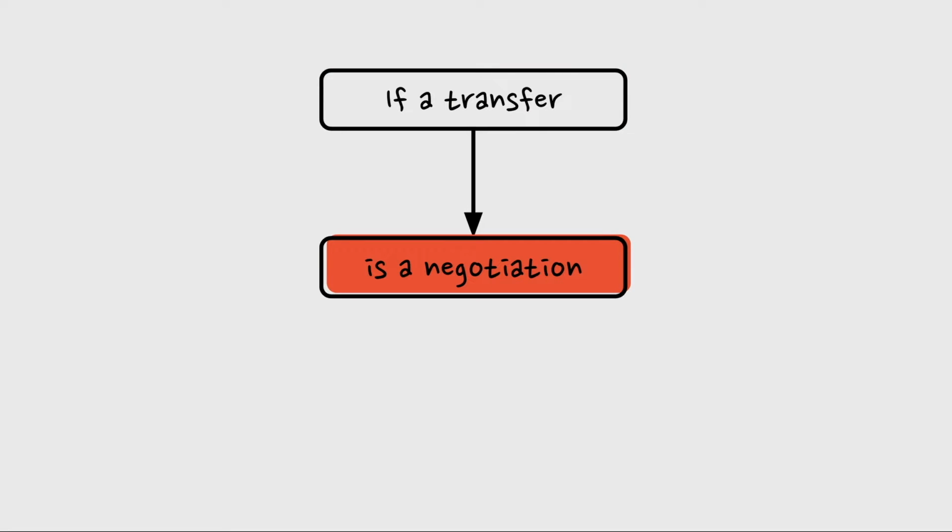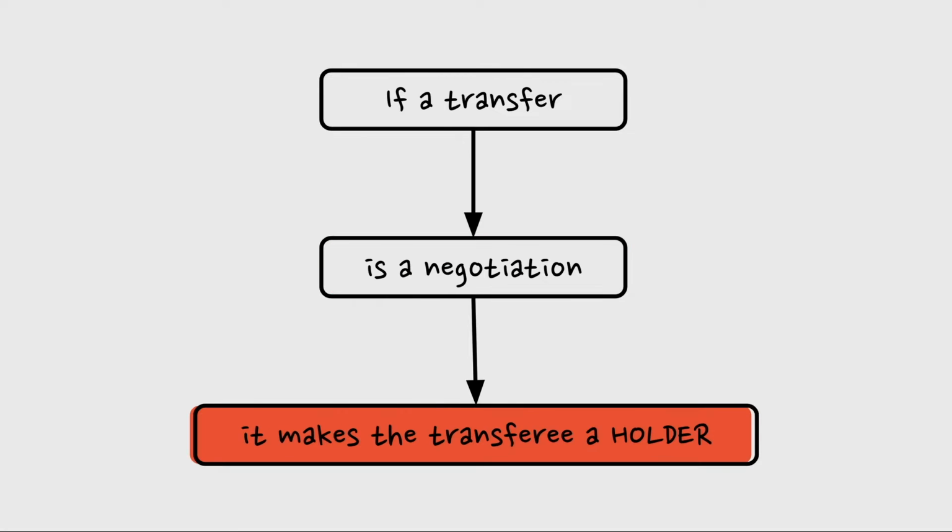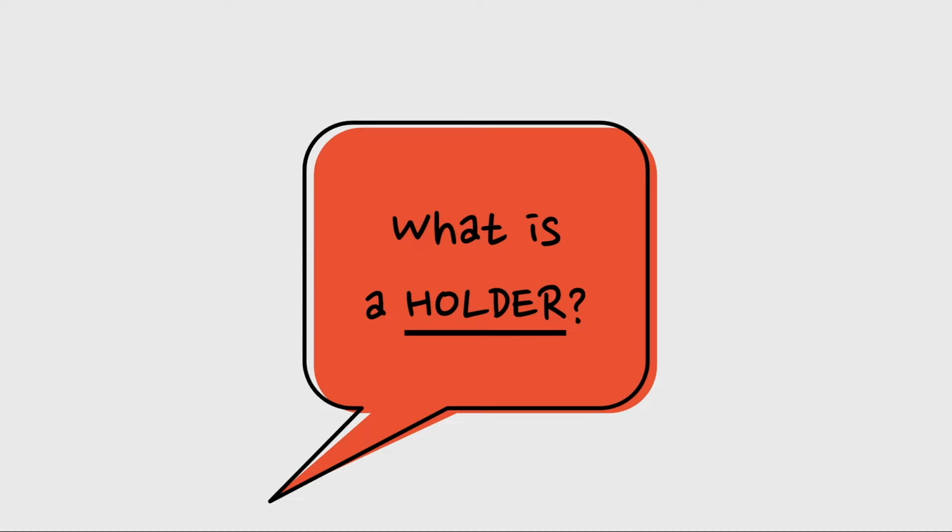So if a transfer is a negotiation, the transferee will be a holder, right? And vice versa. If we've concluded, oh yes, they're a holder, well then that means there was a negotiation. It wasn't just a transfer of that instrument, it was a negotiation under Article 3. So what in the world is a holder? What do we mean by holder? There's two requirements to be a holder.